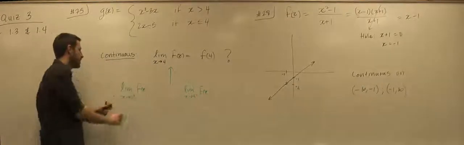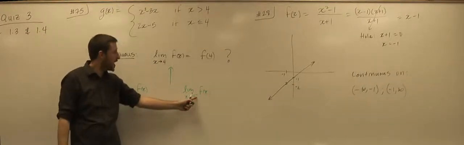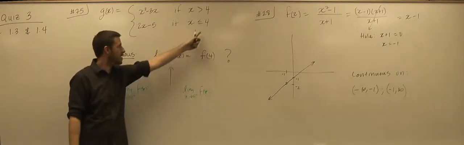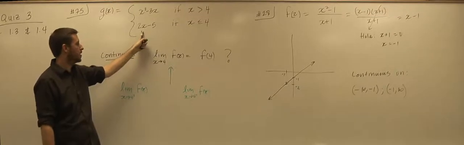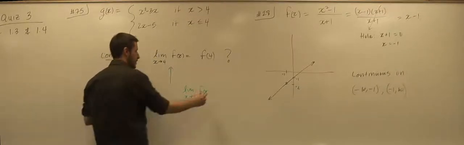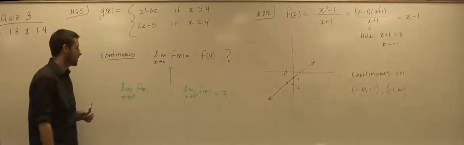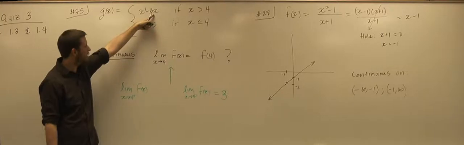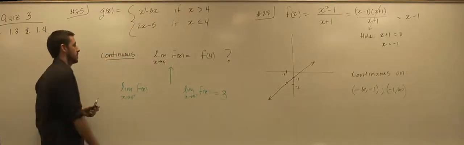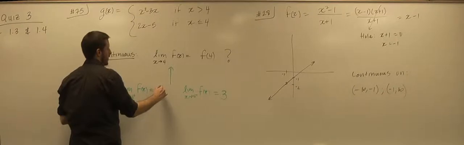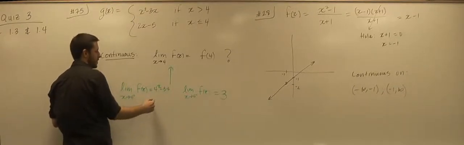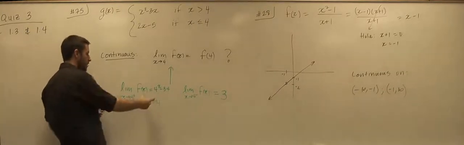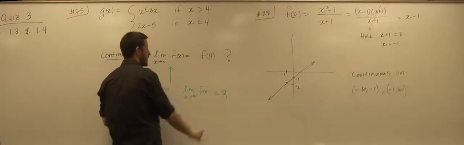So how would I figure out what the limit is from the left side of 4? Where do I plug in? The second one, the bottom one. Right, the limit as x goes to 4 from the negative means you plug in when x is less than 4, and you get 3. This limit is 3. From the positive, you plug in when x is greater than 4. Plug in 4 here, you get 4 squared minus 3 times 4, 16 minus 12, which is 4.